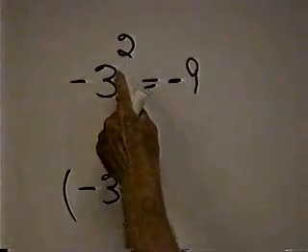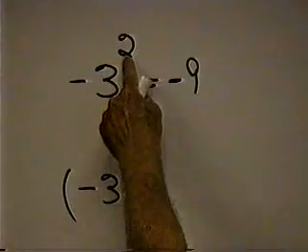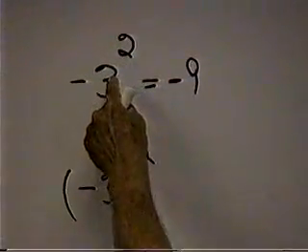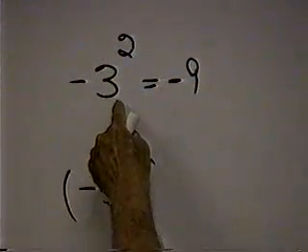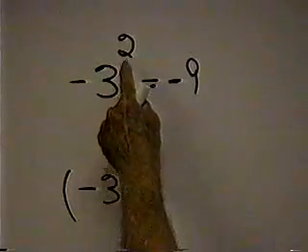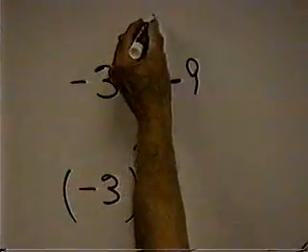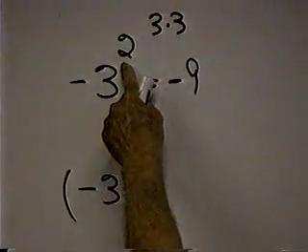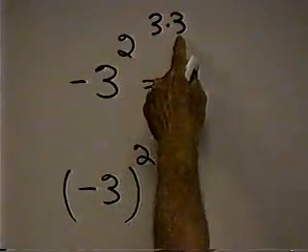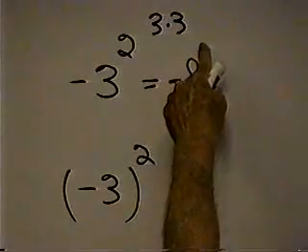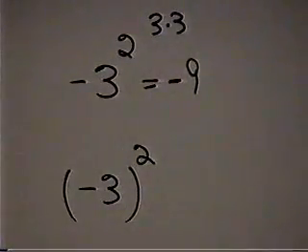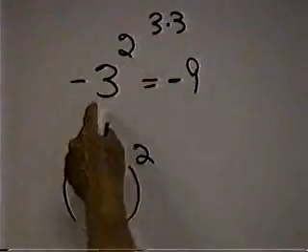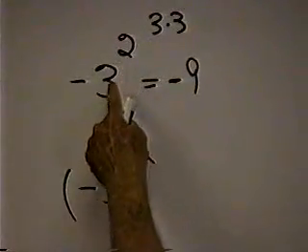Now 3 squared means 3 times 3. This number up here means you write this down that many times. So 3 squared means 3 times 3. If this had been 3 to the 5th, it would be 3 times 3 times 3 times 3 times 3, 5 of those. Okay. Do not multiply this together. This tells you how many of these you have.